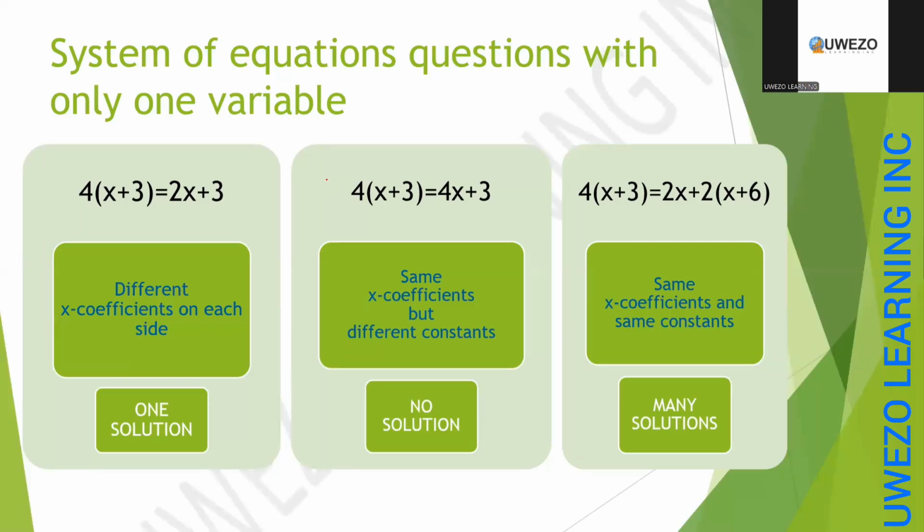Sometimes in SAT, we might get a single equation with only one variable, but the thinking is similar to the system of equations. Suppose the question asks for one solution, again, the coefficients of x on either side of the equation must be different. And for no solution, the x coefficients must be the same, but the constants must be different on either side. And finally, for infinitely many solutions, the coefficients and the constants must be the same on either side of the equation.